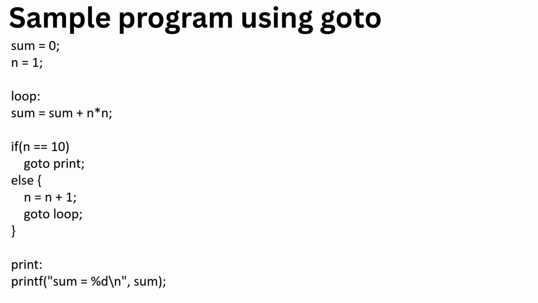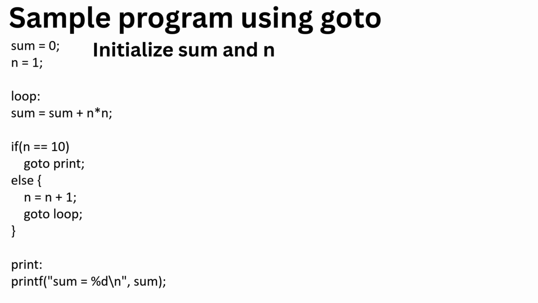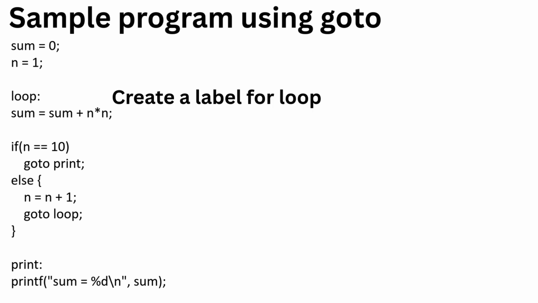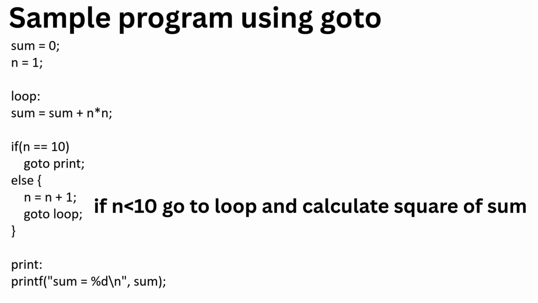Okay. We have a small C program that uses a goto statement to calculate the sum of squares from 1 to 10. First, we initialize sum to 0 and n to 1. Then we create a label called loop. This is like a marker in the code. So inside the loop, we add n into n to sum, meaning that we add the square of each number. Then we check if n is equal to 10. If it is, we stop the loop and jump to the print label. If not, we increase n by 1 and jump back to the loop label to repeat the process.